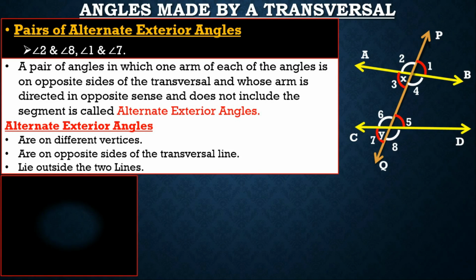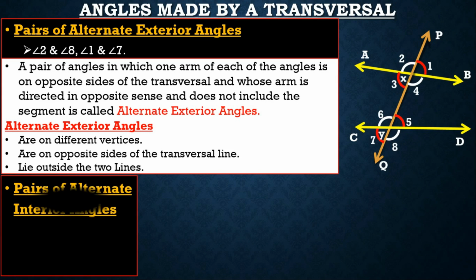Now, let us move to another angle which is made by a transversal, that is, pairs of alternate interior angles. Now, let us study pairs of alternate interior angles. What are interior angles? We have already studied. The angles whose one of the arms contains the segment of the transversal cut by the given lines are called interior angles. Also, interior angles are present on the inner side of two coplanar lines. This we have already studied, right? So now we will see pairs of alternate interior angles.